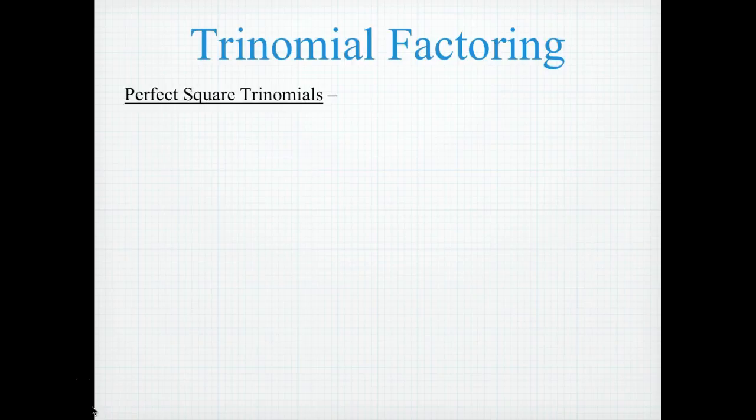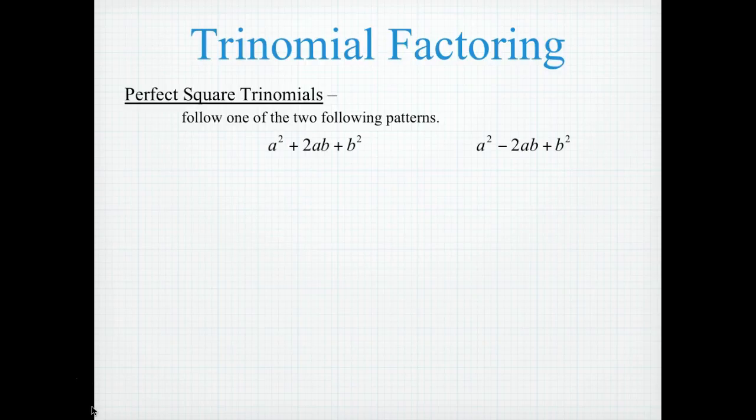As we move on, we're going to factor some perfect square trinomials. Perfect square trinomials are important to recognize because we're going to use them when we solve by completing the square, when we solve quadratics, and we also use them quite a bit when we're working with conic sections. So perfect square trinomials follow one of the following two patterns. It's either going to be a squared plus 2ab plus b squared or a squared minus 2ab plus b squared.